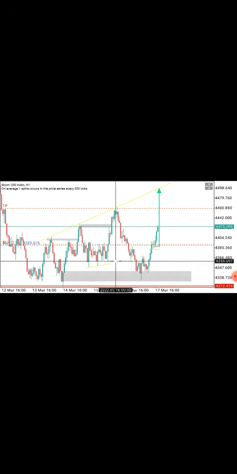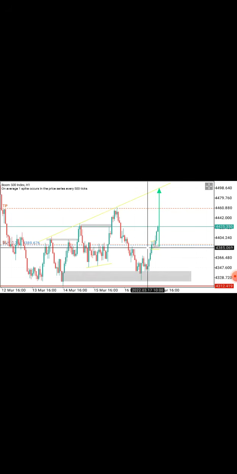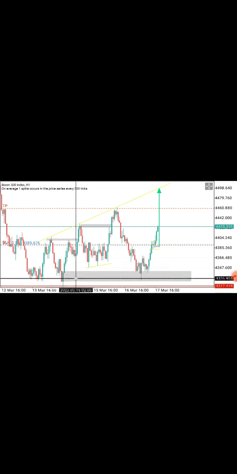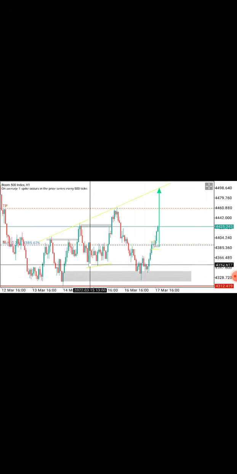What did the market do? It respected this order block. Remember, firstly, when I started, I said the market respected the previous primary low, I'm sorry. Then I did this red horizontal line. After that, the market came to the downside and respected this order block. So that shows me what? Really, we have the momentum to the upside.